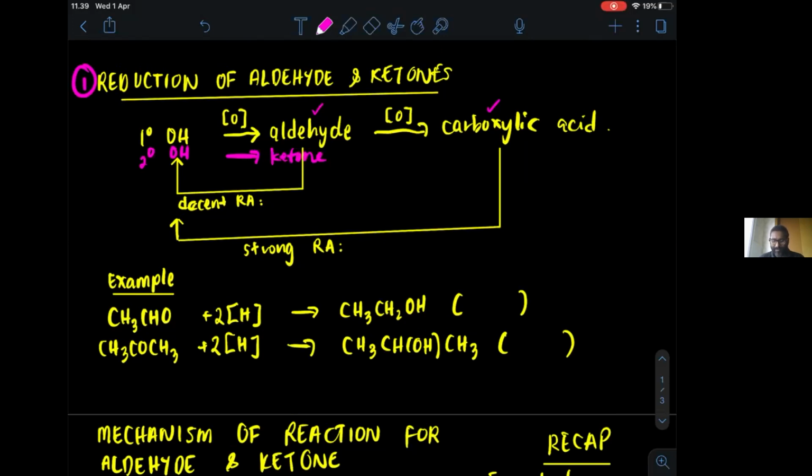So therefore, we have learned also in the past that carboxylic acid will undergo a reduction reaction. I want you to recall that reaction again. Carboxylic acid, how do you change carboxylic acid to become primary alcohol? Justin, how do you change carboxylic acid to become primary alcohol?